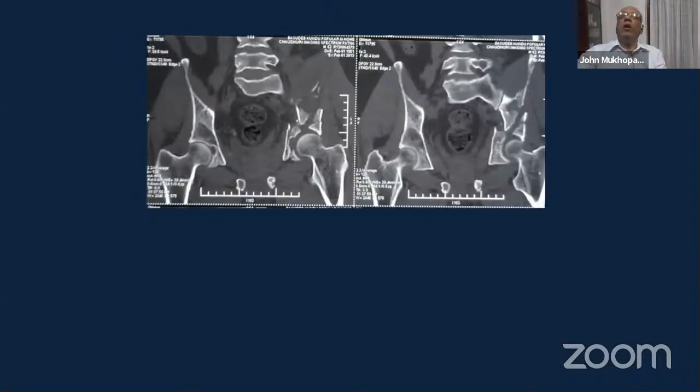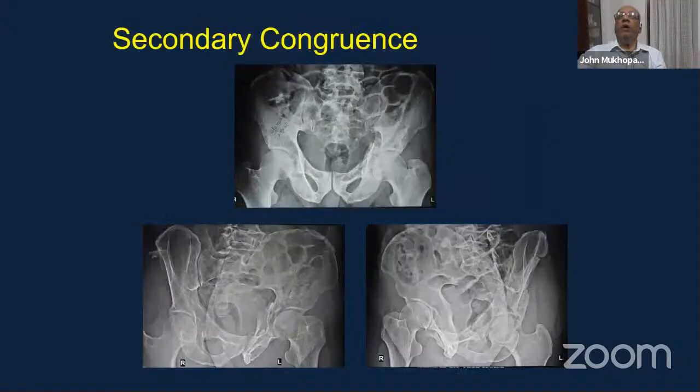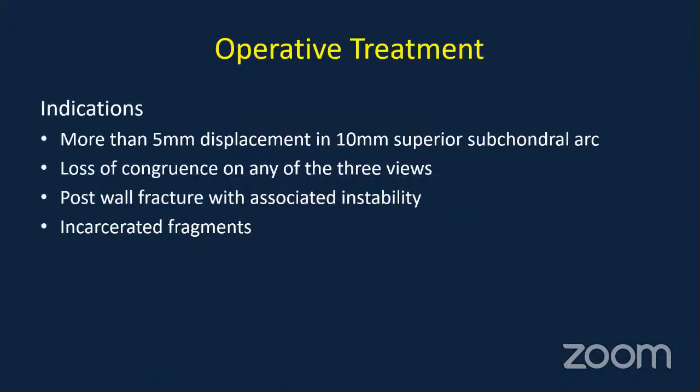Again, you can see how on the CT the fragments are falling together around the head. And this is how he did on traction, went on to have a fairly congruent joint. And in follow-up, you can see that he's got a fairly congruent joint and was able to function quite well without problems.